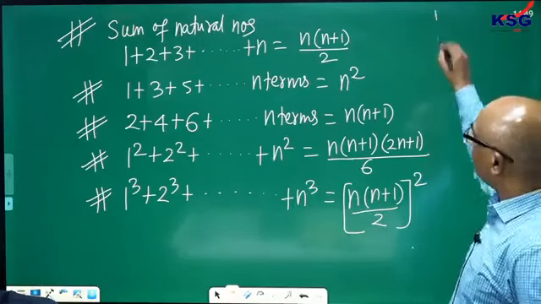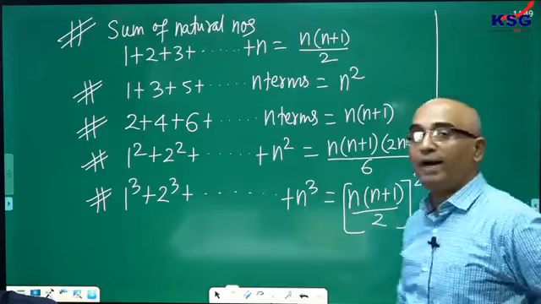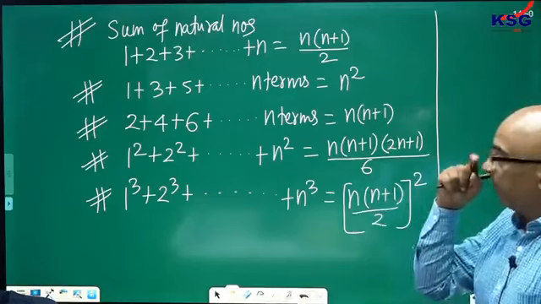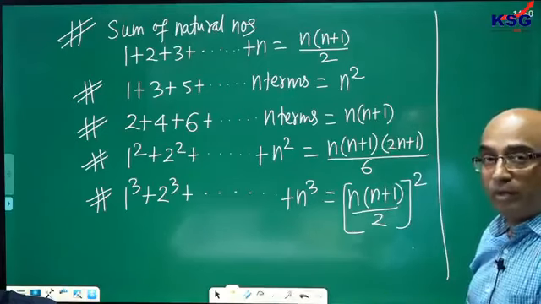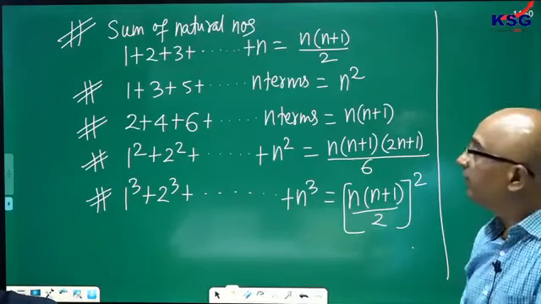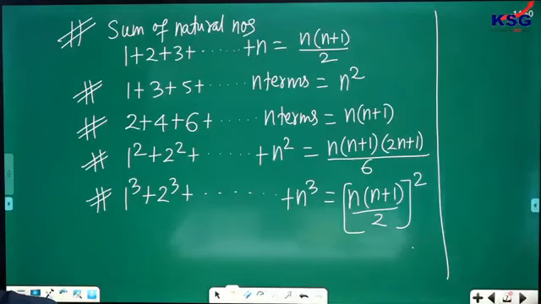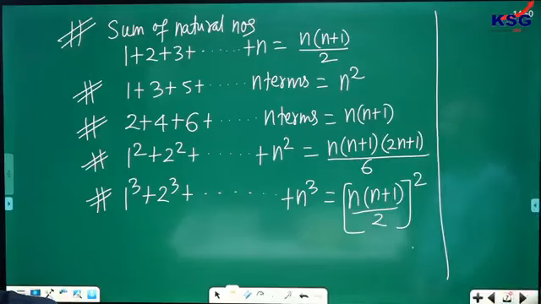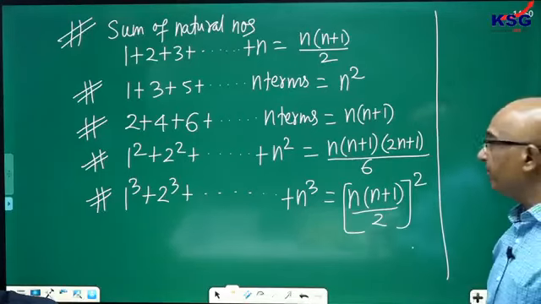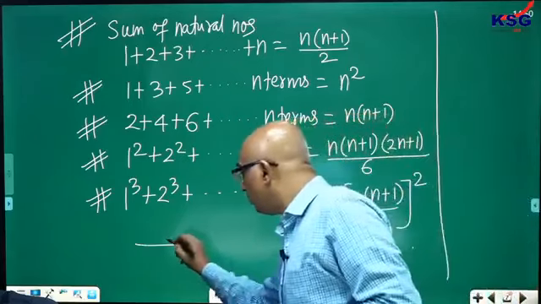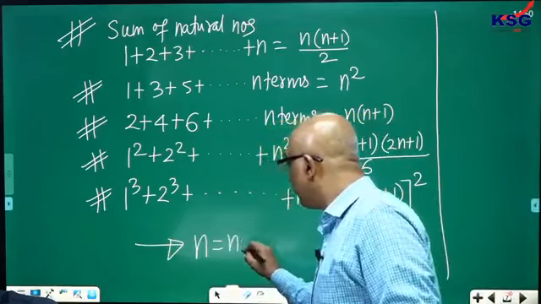So, five basic relations for how to add different series. Please copy. Sum of natural numbers: n into n plus 1 by 2. Sum of odd numbers is directly given by n square. Sum of even numbers: n into n plus 1. Sum of the squares of n natural numbers: n into n plus 1 into 2n plus 1 by 6. And sum of the cubes: n into n plus 1 by 2, whole square. And in all these relations, n represents the number of terms in the series.